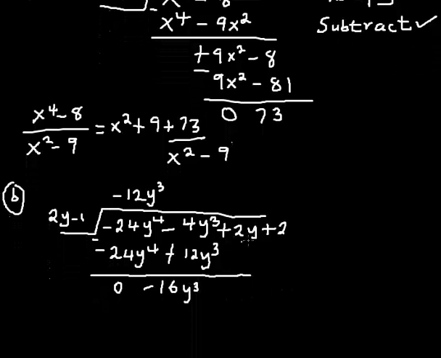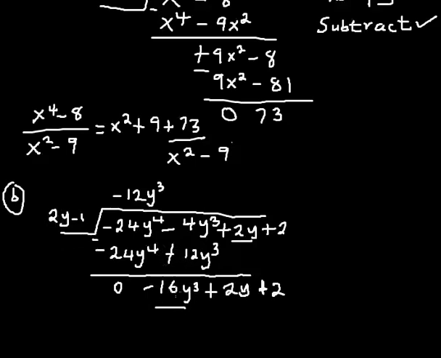Then of course, bring down this 2y. Minus 0 is still 2y, and 2 minus 0 is still 2. Please pardon me, I'll go through the process of dividing again. That's going to be minus 16y raised to the power 3.